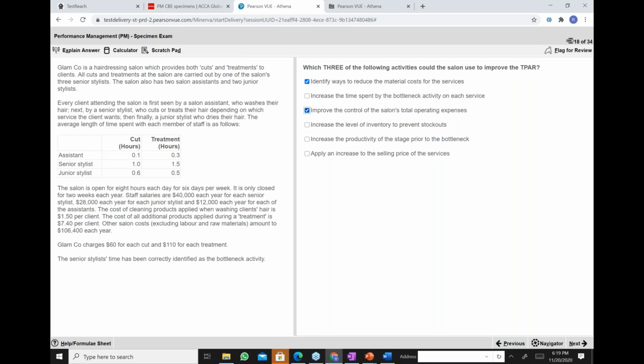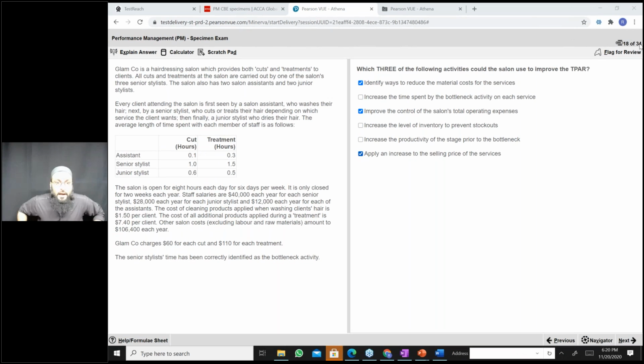Apply an increase to the selling price of the services. Yes. Provided there is no competition in the market. If in the scenario it would have mentioned that there is strong competition, then you could not have done that, okay? So that's why we say in section B, keep in mind the scenario. Okay? I hope this is clear to all of you. So the answers are clear, guys. Perfect. Okay. So if the question would have asked that there is severe competition, so remember then you can't increase the selling price.